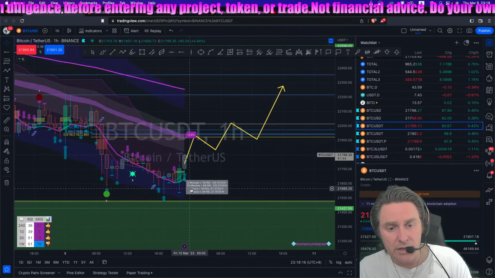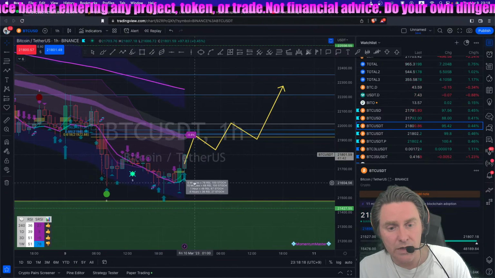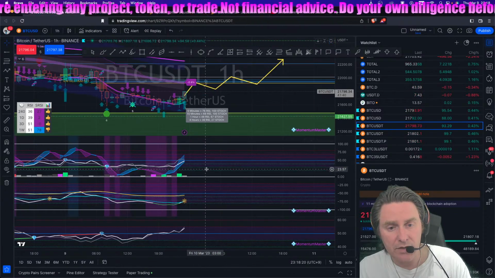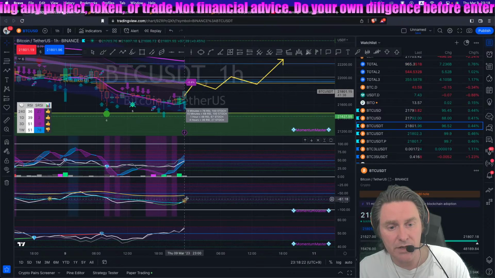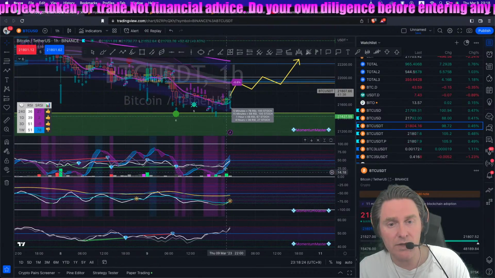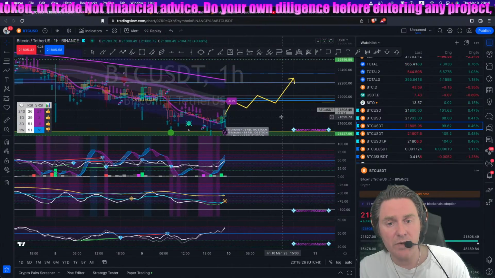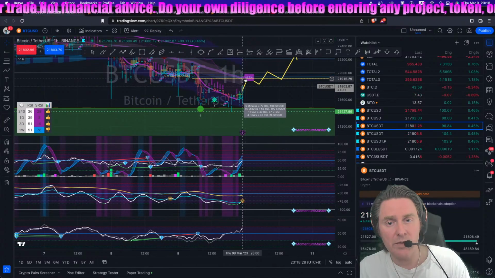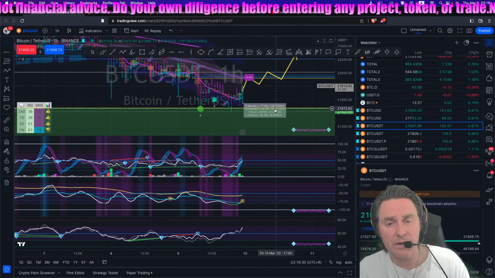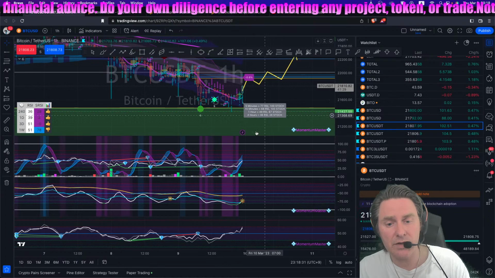So the 1 hour is the play right now, it looks like. You're getting that rising sun love on the hourly here. So how far up are we going to go, and where are we going to see the rejection here, if there is a rejection?